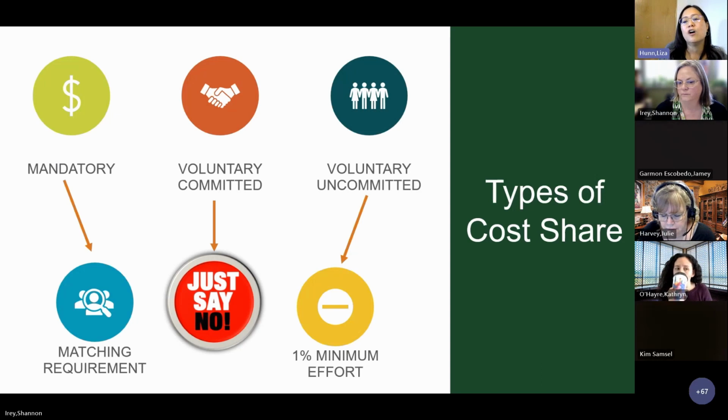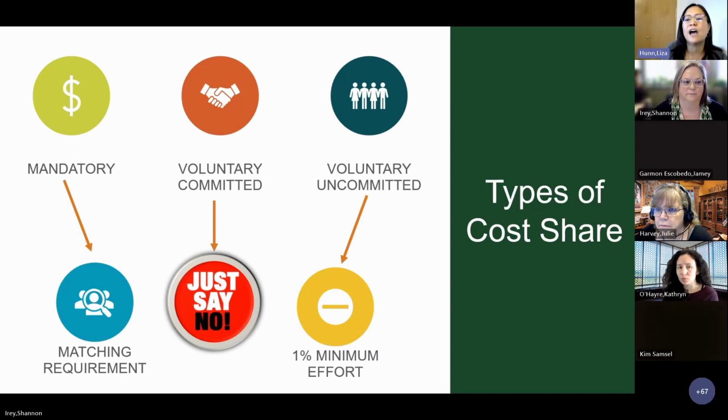Voluntary on the right-hand side. Voluntary uncommitted. It is not required. It is voluntary. However, it is uncommitted, which means we have to track it internally. However, we do not have to report it to the sponsor. So this is okay. An example is 1% minimum effort. The 1% minimum effort rule is that each key person must have a minimum of 1% effort in each budget period in the budget. So that's what we would track.